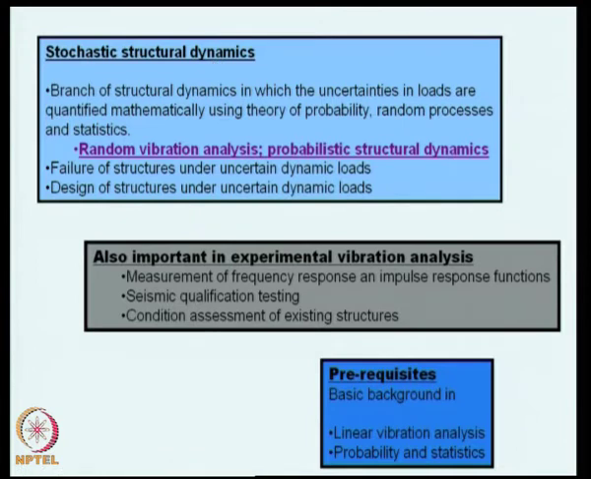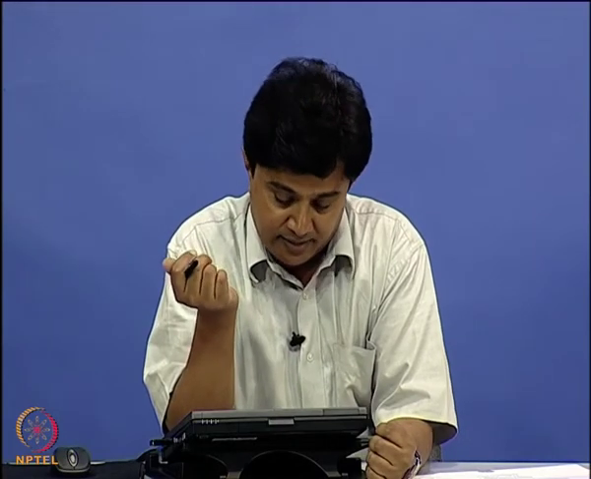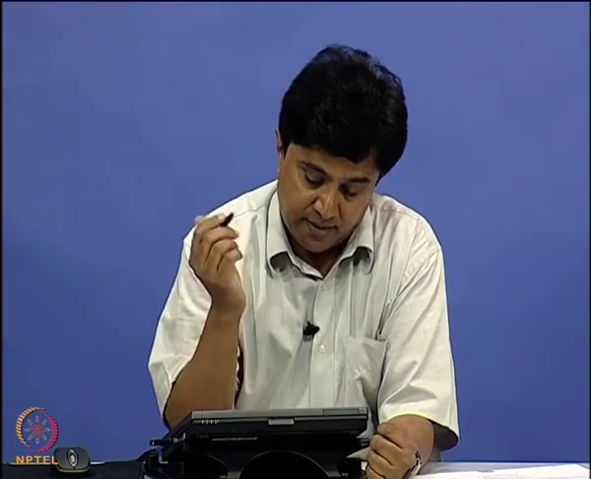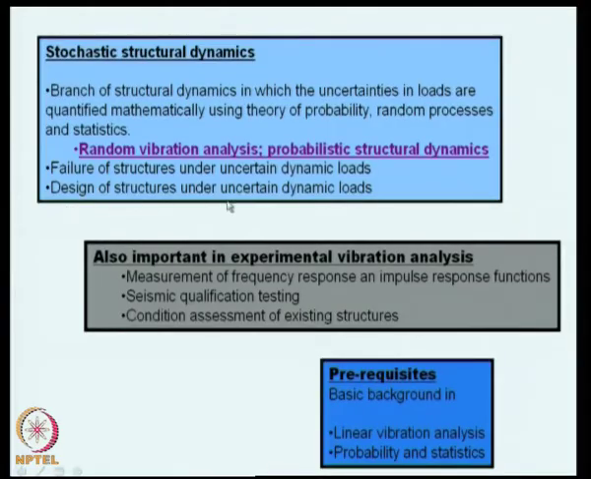The important objectives of this course are, we are interested in characterizing failure of structures under dynamic loads. How do you characterize failure of structures if the loads acting on the structure are dynamic in nature and they are random? This leads to a question of design of structures under uncertain dynamic loads. How do we design? As engineers, we are interested in failure, and the objective of design is to envisage conditions which lead to failure and prevent them in some sense.